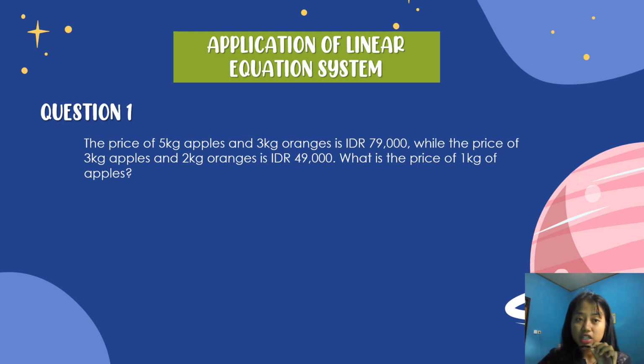In the first question, we have a problem: the price of 5 kilograms of apples and 3 kilograms of oranges is 79,000 rupiah, while the price of 3 kilograms of apples and 2 kilograms of oranges is 49,000 rupiah. What is the price of 1 kilogram of apples? Okay, first we change the problem into the form of a mathematical model.